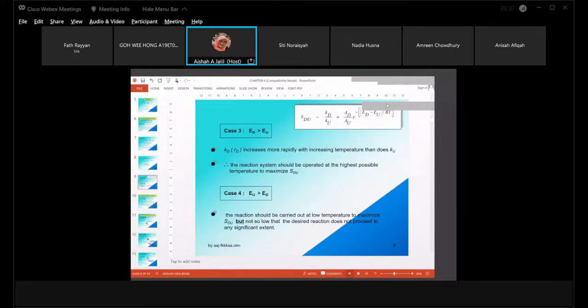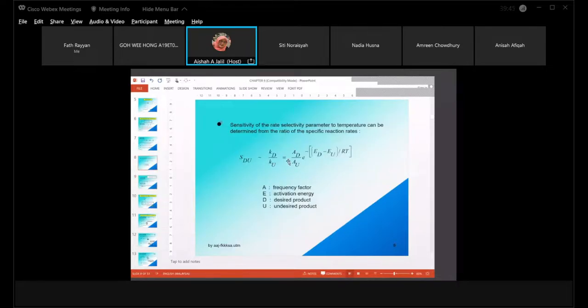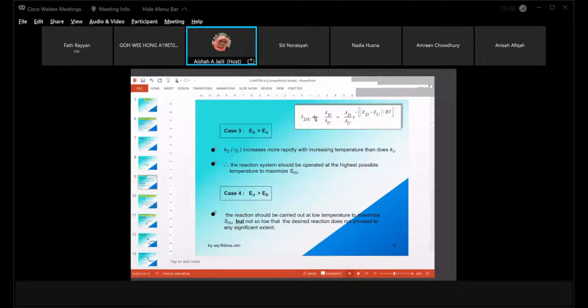For example, case 3. You know this one. Case 3, when ED is larger than EU, what happened? KD, or RD, will increase more rapidly with increasing temperature than does KU. Then the reaction system should be operated at the highest possible temperature to maximize the SDU.